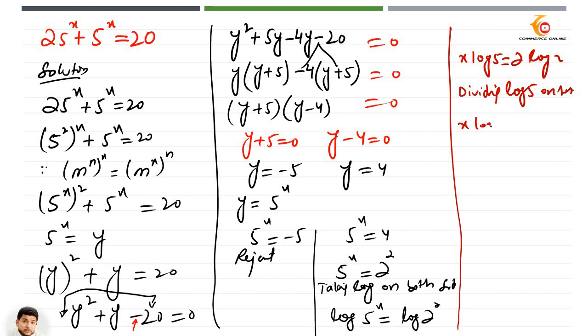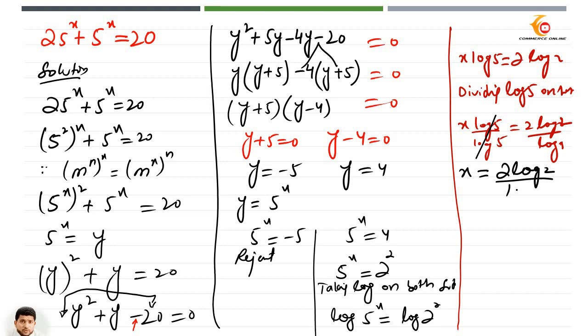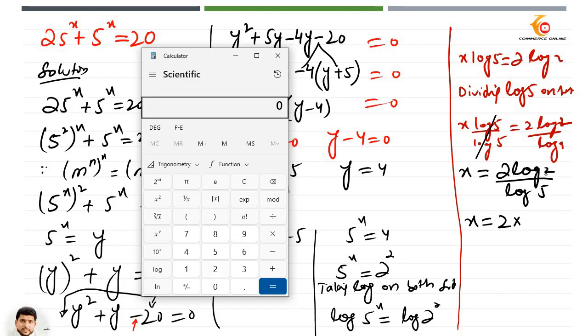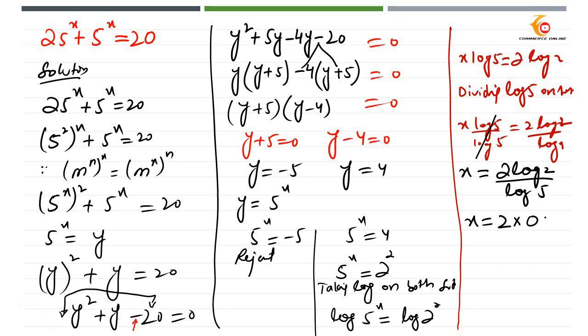So here x log 5 divided by log 5 equals 2 log 2 divided by log 5. So we're going to cancel log 5 with log 5. We're going to have x equals 2 log 2 divided by log 5, and now x equals 2 multiplied by the value of log 2. So let's find out what is the value of log 2. Here I'm writing 2 log 2, and that value is 0.3.